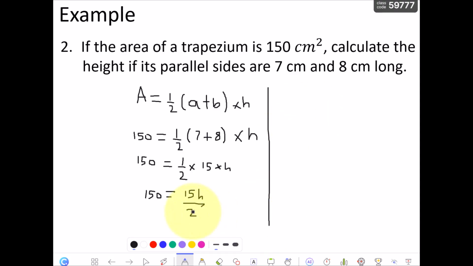So if I do 2, I need to cross over with 2. If I do 2 times 150, remember how we explained equations in class. The 2 needs to cross over here, that divide. When divide crosses over, it becomes multiplication. So that's 150 times 2 equals 15h. So 150 times 2, when you times it, will give us 300. So 300 equals 15h. Now finally divide by 15, which is 300 divided by 15.